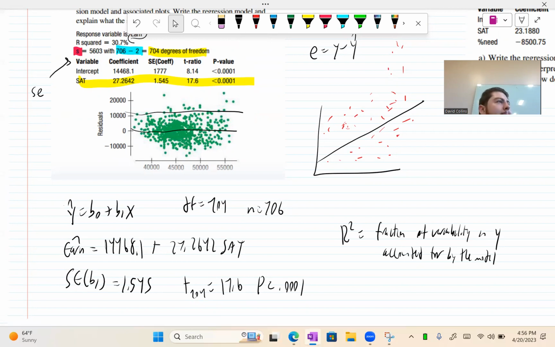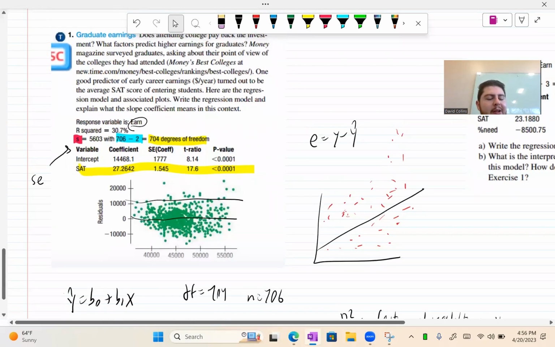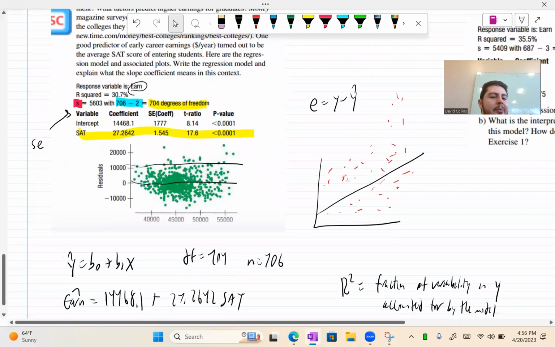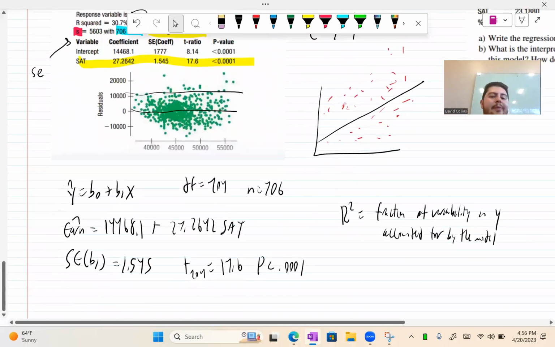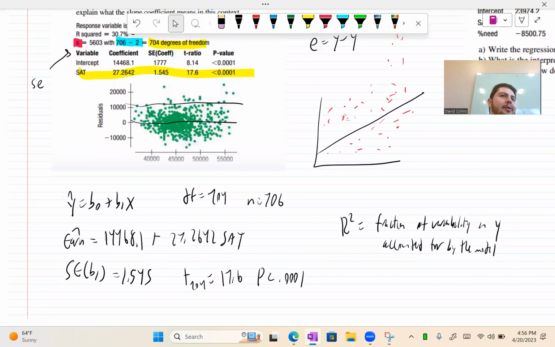That's pretty bad. That means almost 70% is not accounted for by the model. So this is a pretty bad linear regression, right? I mean, this question is using SAT score to predict how much money you earn in life. This is basically saying that SAT score, at least by itself, is not a good indicator of how much money someone's going to make later in life.